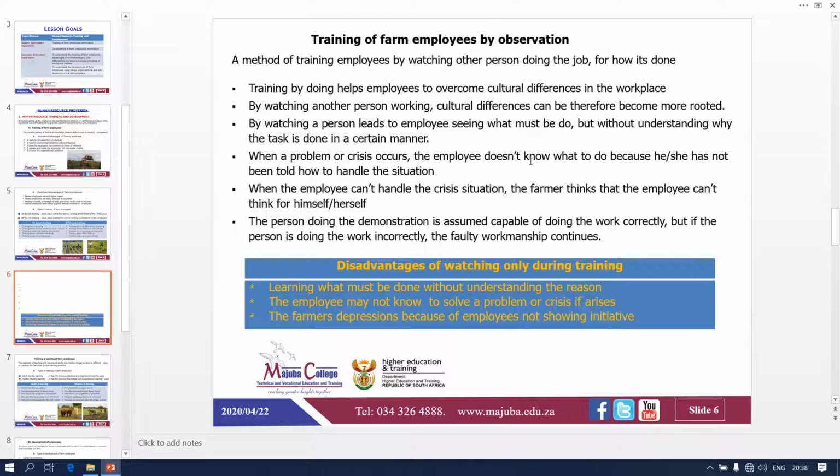By observing, it has these disadvantages. Learning what must be done without understanding. You will see what is happening, but you don't know what to do. Employees may not know how to solve the problem. That's another disadvantage. You might not know what to do. The farmer is depressed because the employee is not showing initiative. It means you were trained, but you know nothing. So these are the disadvantages that you need to adhere to. Okay, let's move forward.